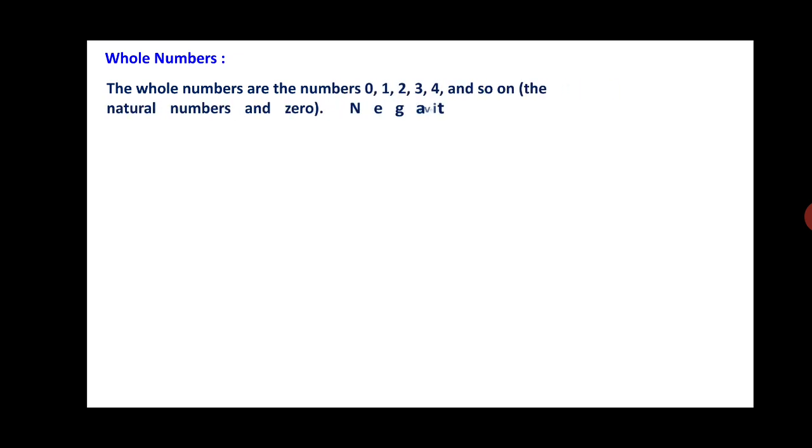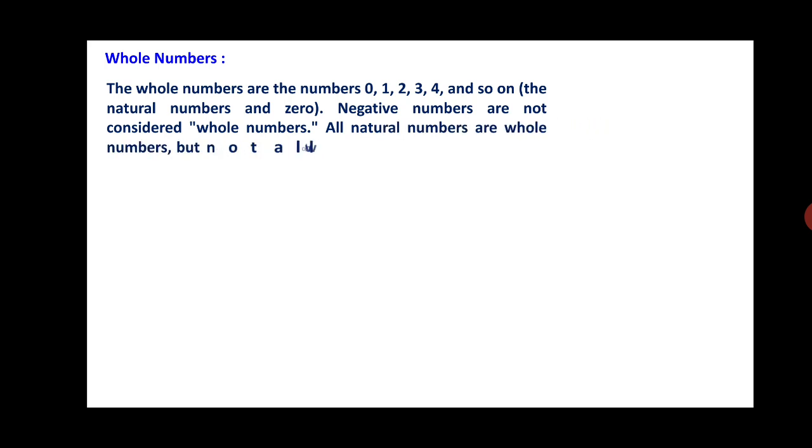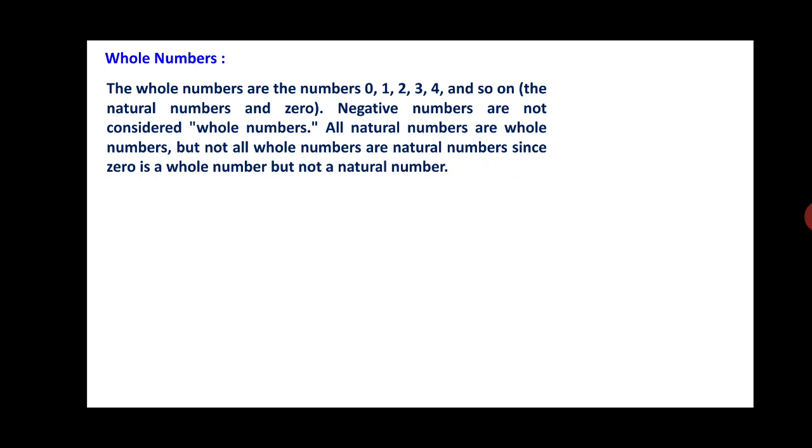Next, whole numbers. The whole numbers are the numbers 0, 1, 2, 3, 4, and so on. Here, the natural numbers and 0 are in the whole numbers. Negative numbers are not considered whole numbers. All natural numbers are whole numbers, but not all whole numbers are natural numbers, since 0 is a whole number but not a natural number. Friends, in the adjoining figure, you can see a set of whole numbers.